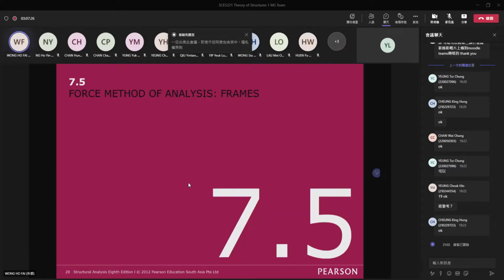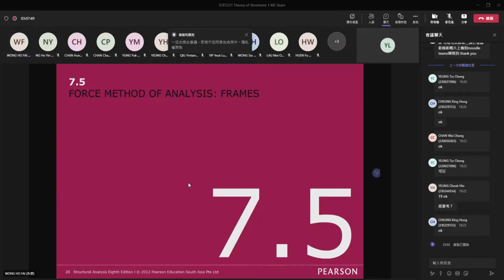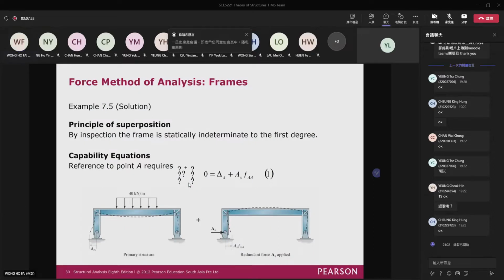But actually, the method can also be applied to a frame. Say, for example, I have a frame like that. I have a vertical support here, a support here, and a support here. I can choose one reaction as the redundant. Here, I will choose the horizontal force as the redundant, and I will remove it. When I remove it, there will be a deflection delta A right there. Then, in order to use the method, I add back the load AX here. Then I will have a deflection AX FAA. You know that originally it is a pin support, so delta A plus AX FAA must be equal to 0.